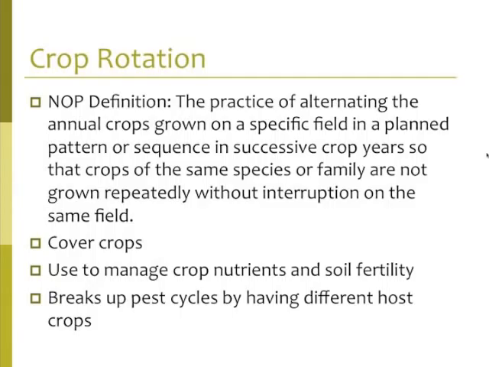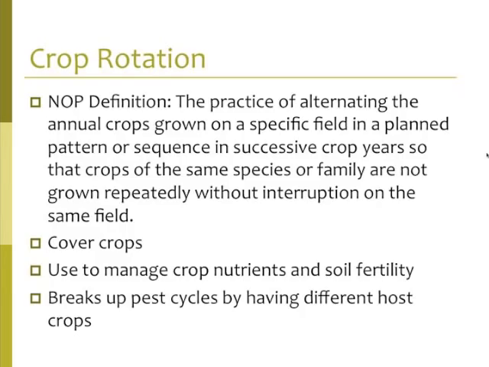And the first one is crop rotation. Crop rotation is a required practice for organic production, and the National Organic Program defines it as the practice of alternating the annual crops grown on a specific field in a planned pattern or sequence in successive crop years, so that crops of the same species or family are not grown repeatedly without interruption on the same field. And cover crops can be used as part of the rotation.